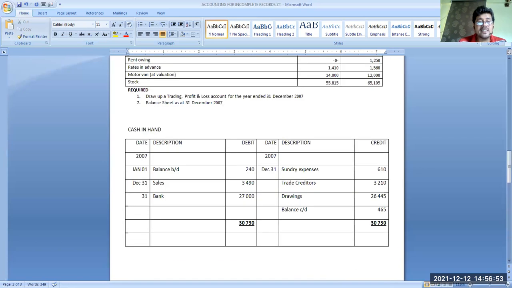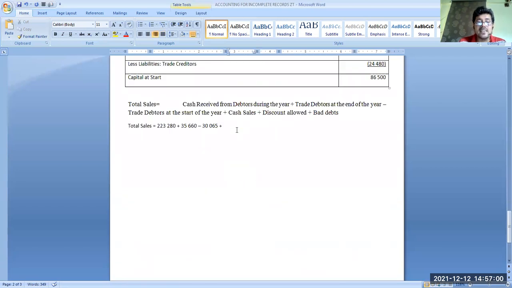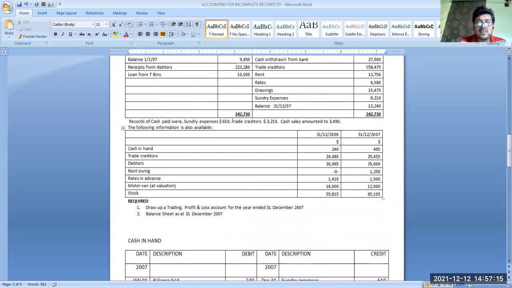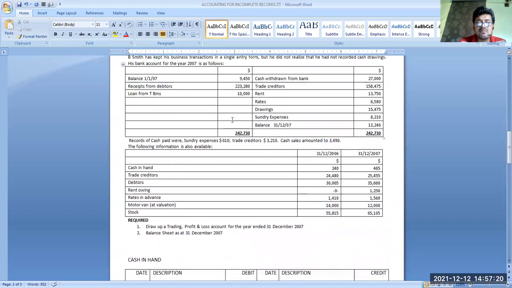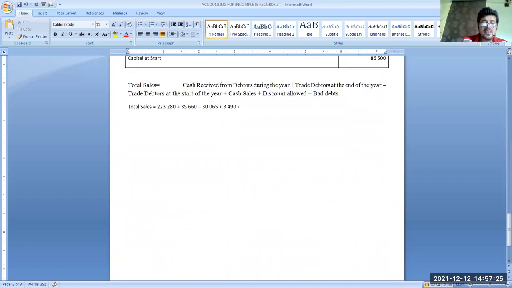Plus cash sales. Cash sales is given in the cash book, 3,490. Plus discount allowed, I don't think so, it is not given in this question. Not even bad debts. So this is the end of the equation, and we'll come to know the amount of total sales.